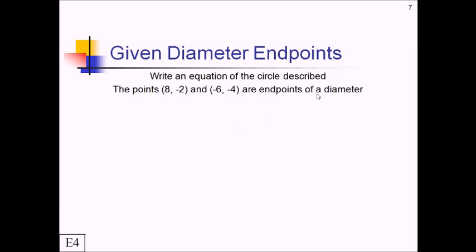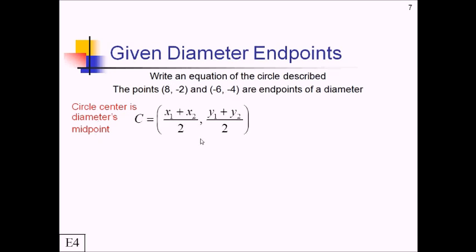However, if they gave us the endpoints of the diameter, the circle's center is going to be the diameter's midpoint, because the diameter goes through the center of the circle, and that's the halfway point. So we're going to take the midpoint then of these 2 points. So there's our midpoint formula. Just add the x's, divide by 2. Add the y's, divide by 2. Just average the 2 points together.